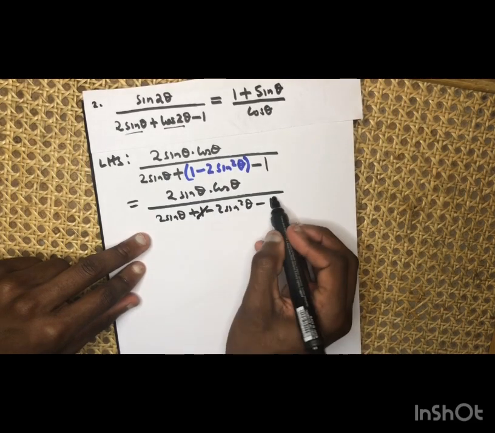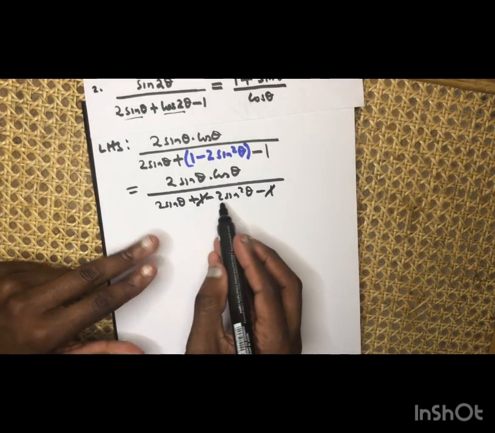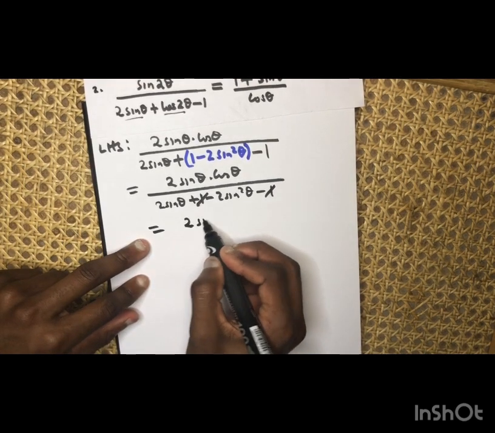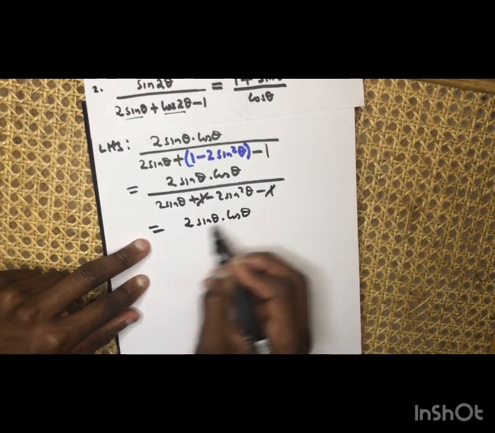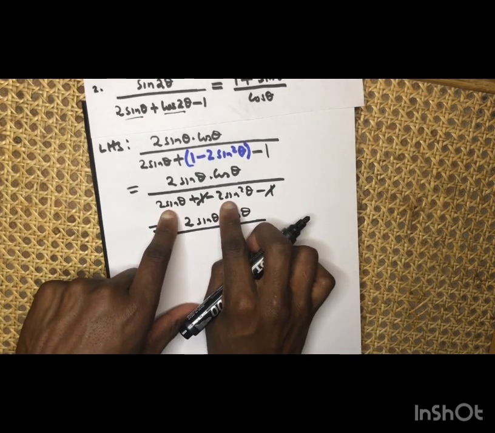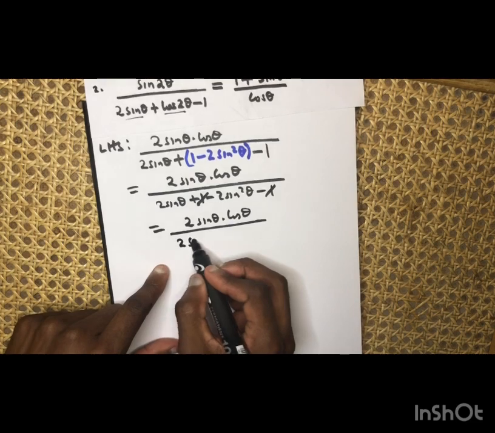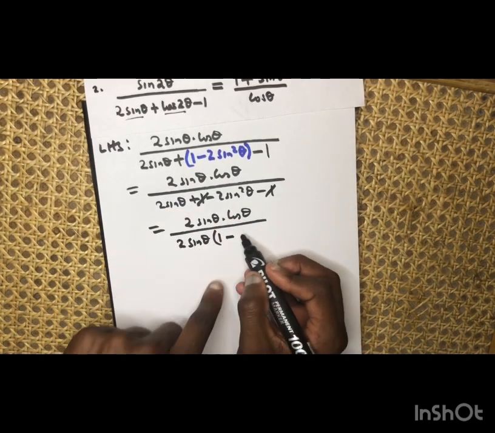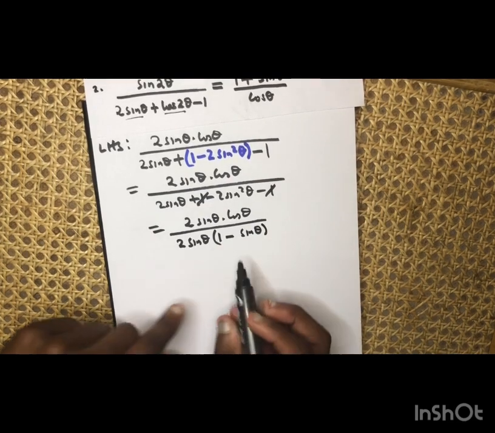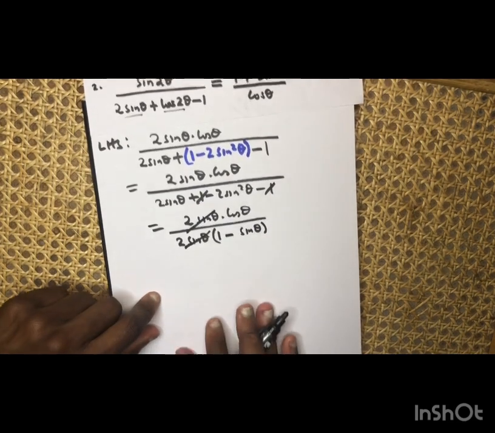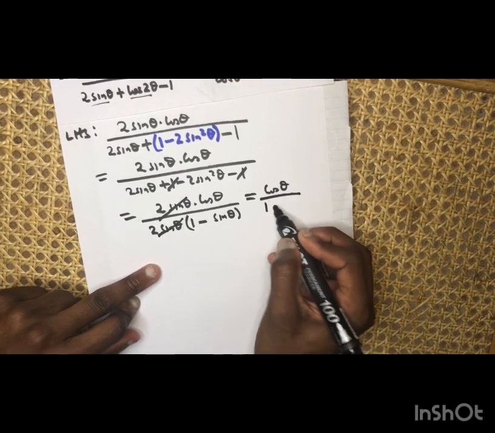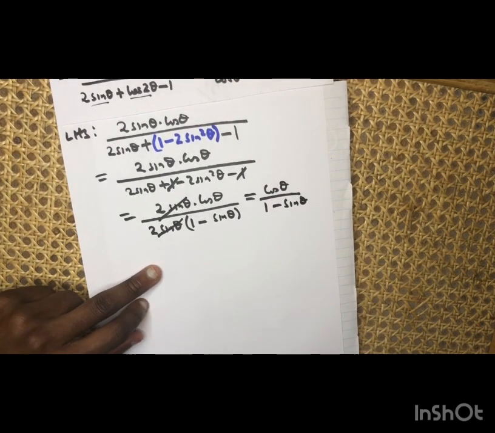So this one is going to cancel this one. So I'm going to take out what is common. So I have 2 sine theta cos theta. Can you see, guys, here that 2 sine theta is common? So I'm going to take 2 sine theta, then I will be having 1 minus sine theta. So this will cancel this. Now I'm left with what? With cos theta over 1 minus sine theta.